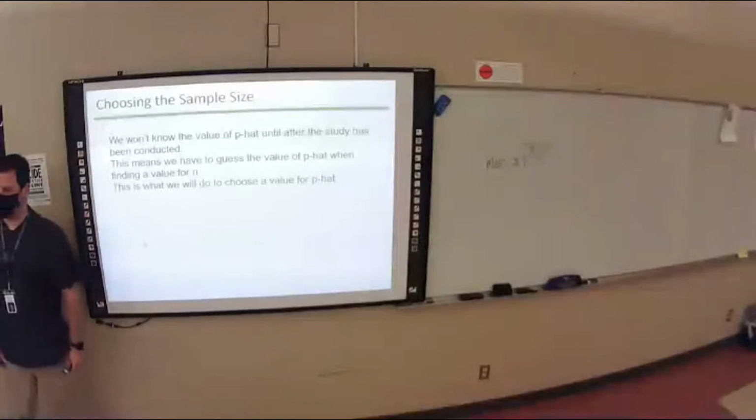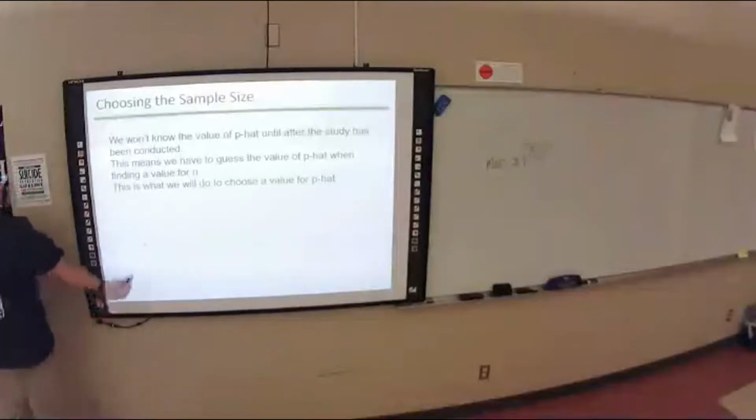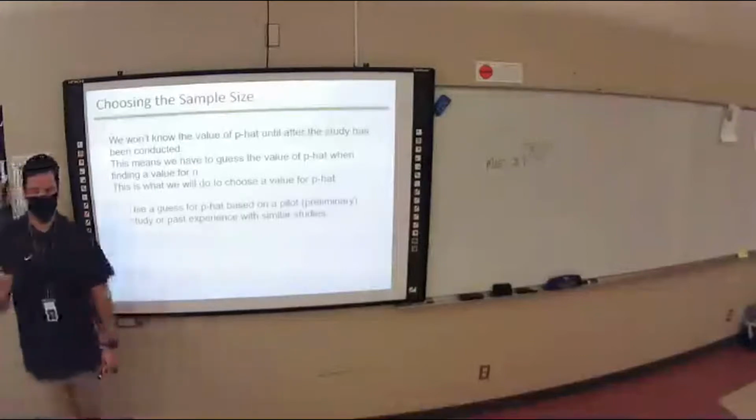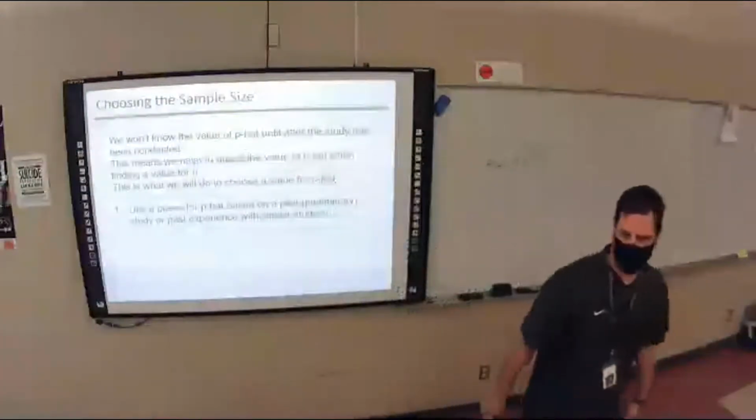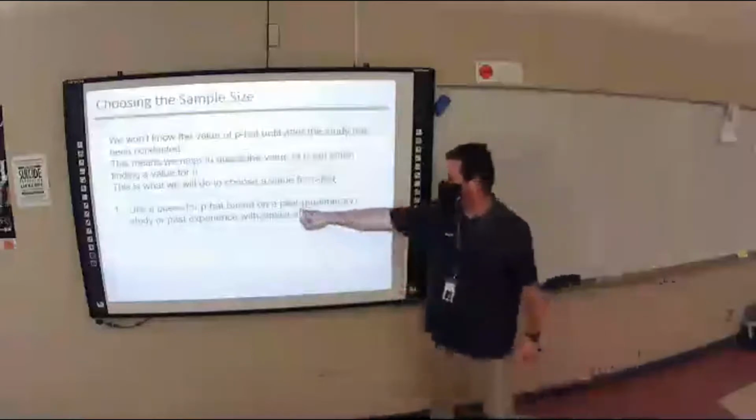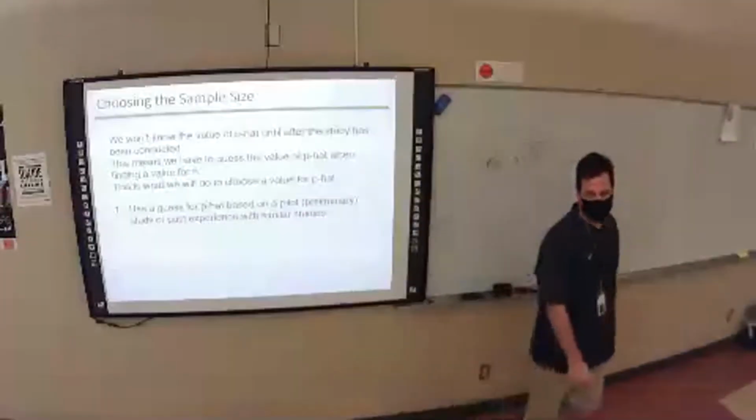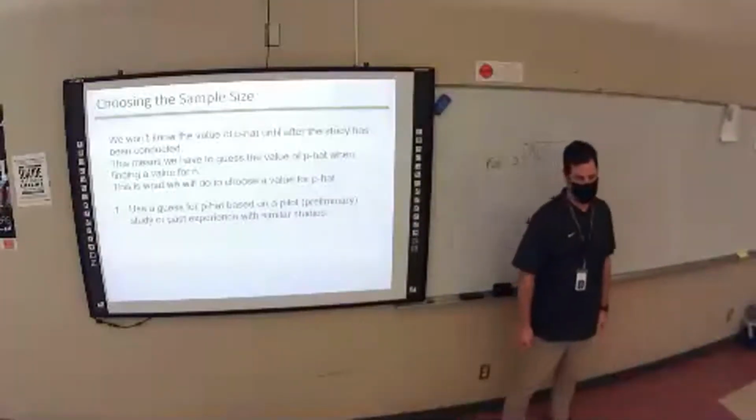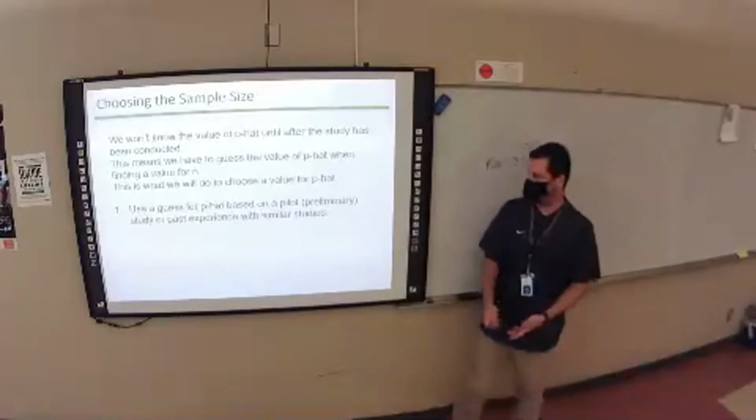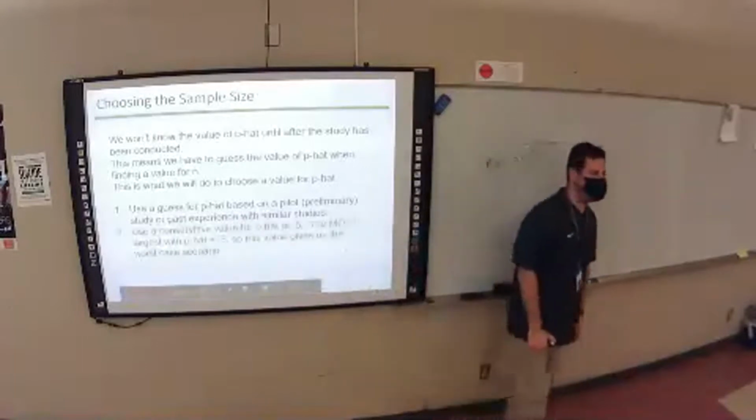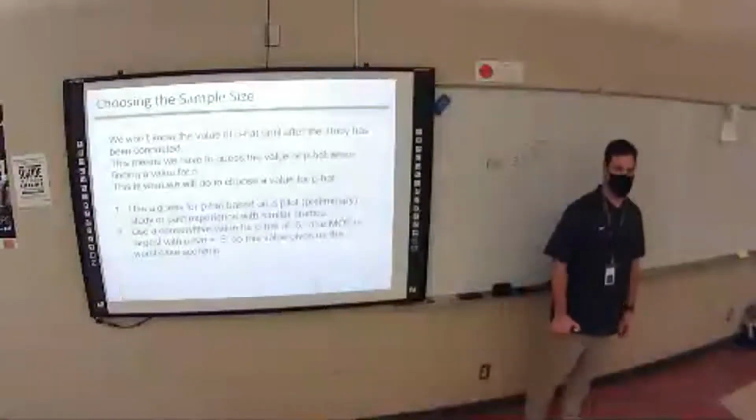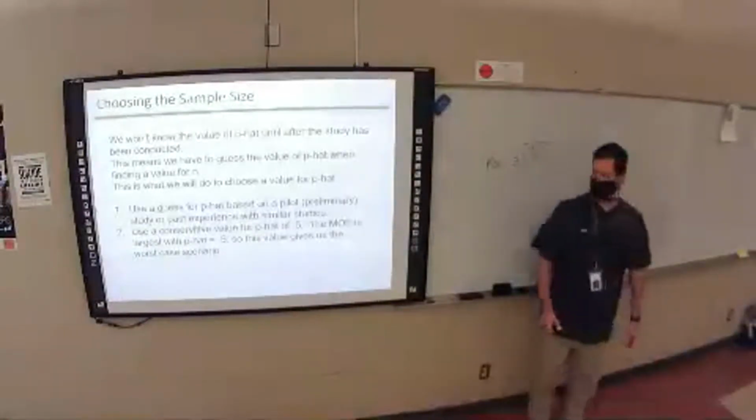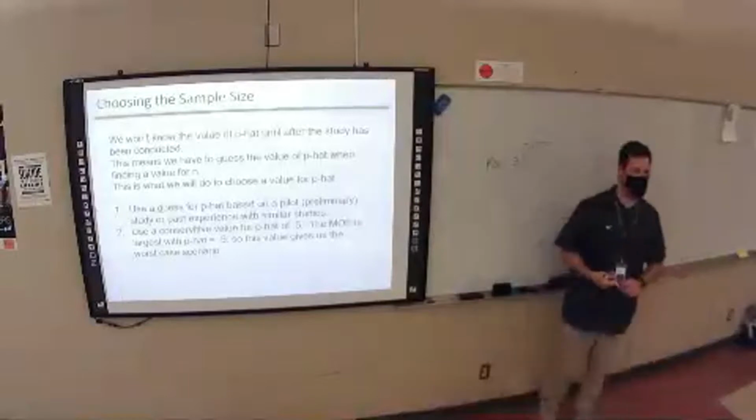This is what we want to do for the value of P hat. One of two things. They will tell you a value for P hat because of past experiences, or there's some pilot or preliminary study, something like that. Very seldom does that happen. If they don't tell you anything, you're going to use 0.5. You're going to use 0.5. And the reason why is pretty simple.